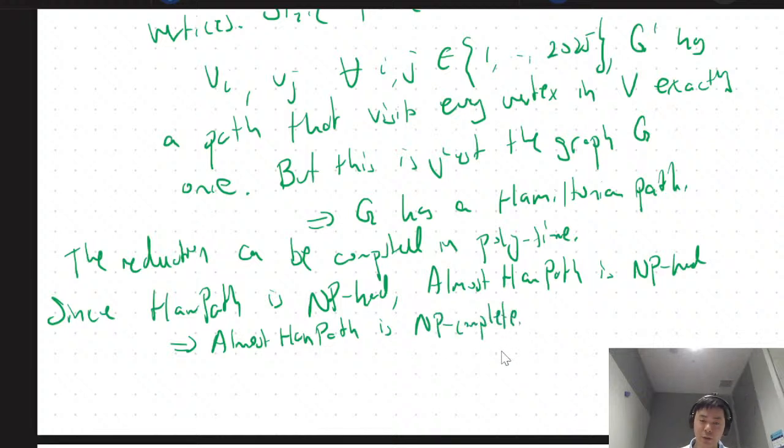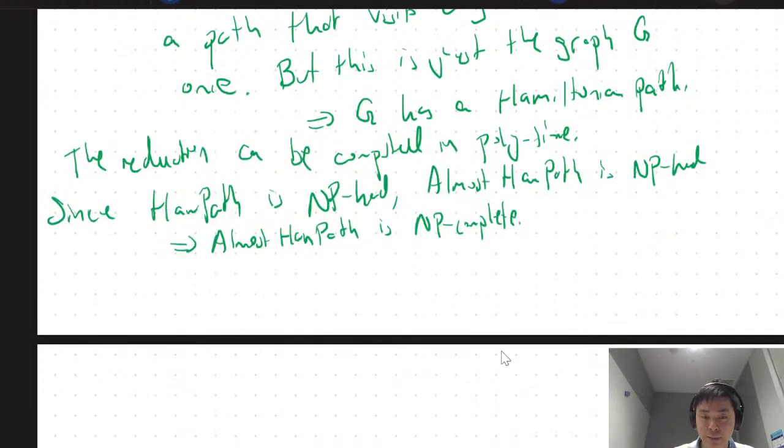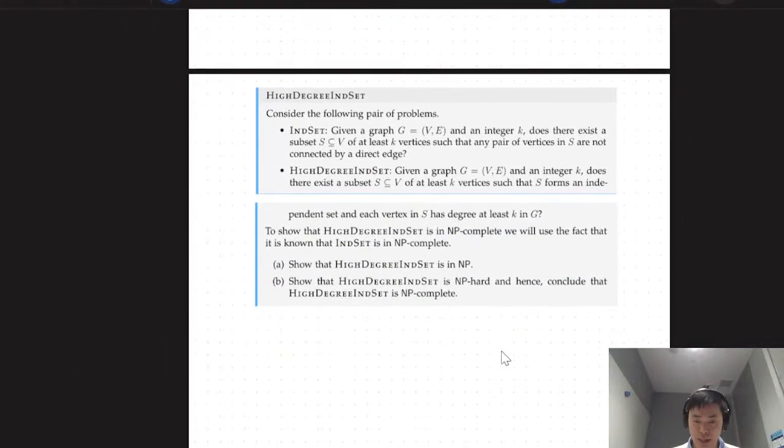Right? Because we've shown that almost Hamiltonian path is NP by part A, and then in part B, we've shown that almost Hamiltonian path is NP hard. So we conclude that it's NP complete. Okay. Now we'll go to another problem.